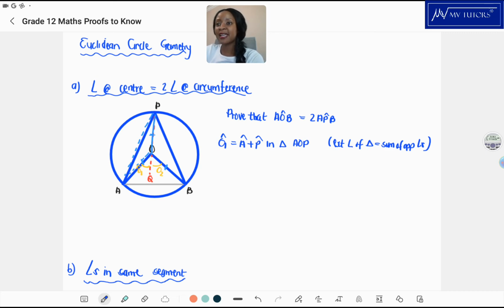Alrighty. And the very same thing can be said for O2. That is equal to B plus P in triangle OBP, and same reason: external angle of a triangle is equal to the sum of the opposite angles. When you write this in your exam paper, you're going to write the full thing. All right, what else do we see?